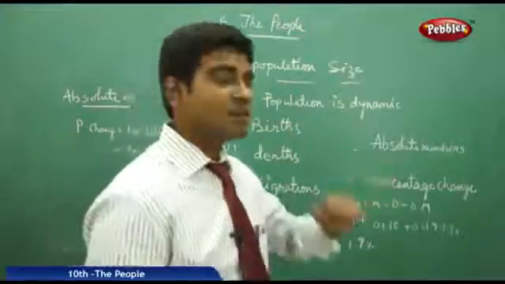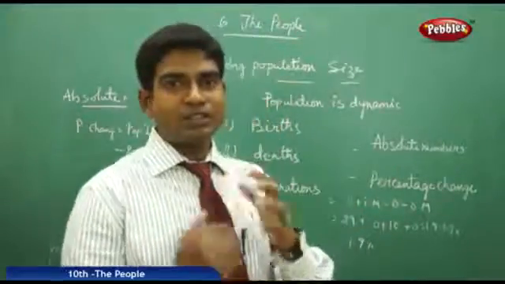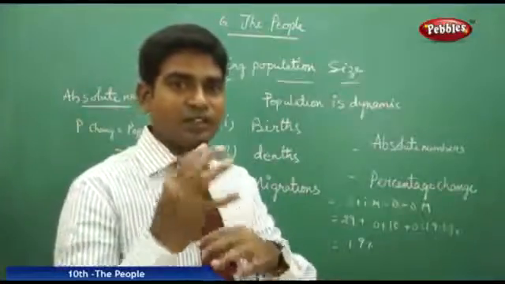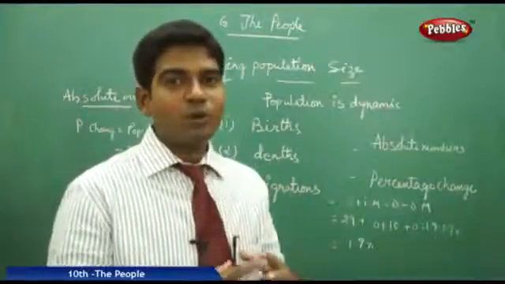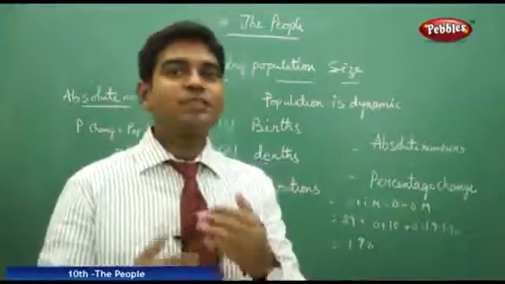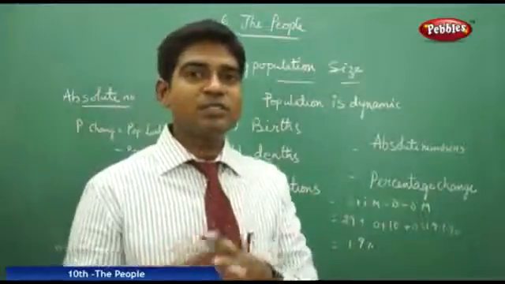Now let us come to the word: population is dynamic. Dynamic in physics represents changing, like motion and all. But here population is changing its numbers. How does it change its numbers? Why does the population change its numbers?